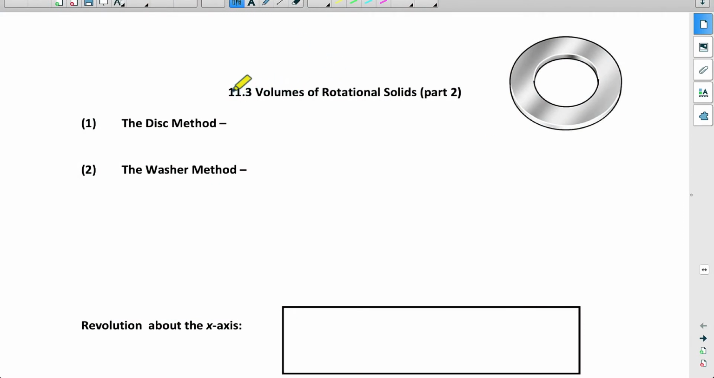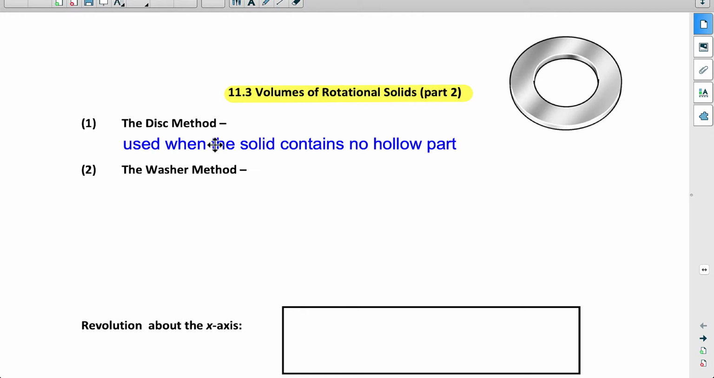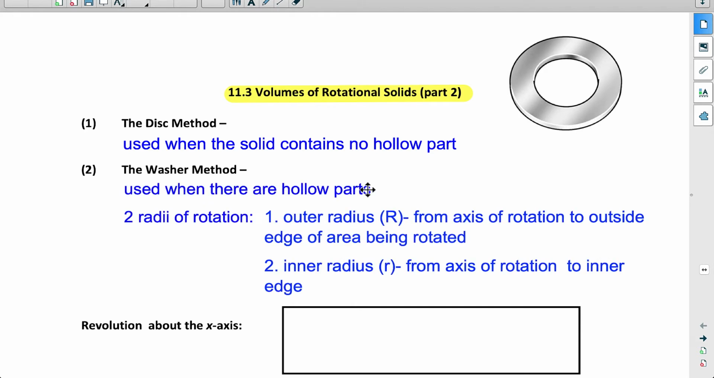It's time for part 2 of Volumes of Rotational Solids. So we did this last time, we did the disk method. Remember with the disk method, this is used when the solid contains no hollow parts. But with the washer method, which we're going to do today, this is going to be used when there are hollow parts.